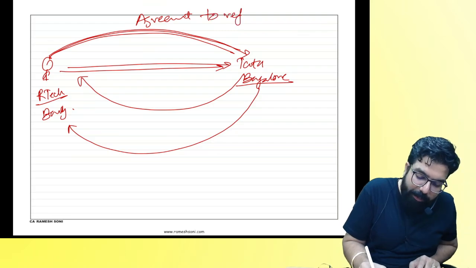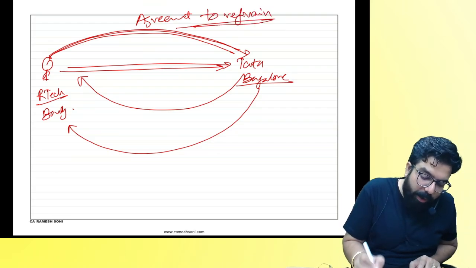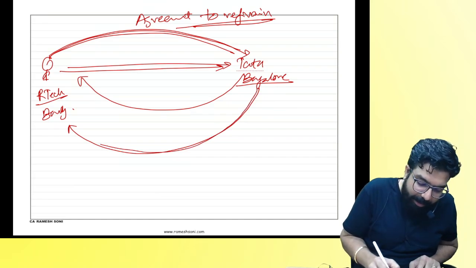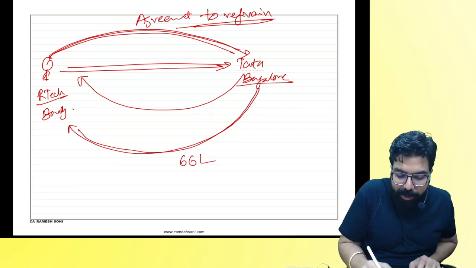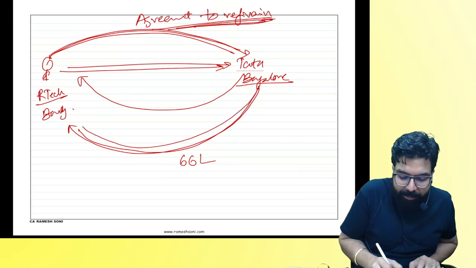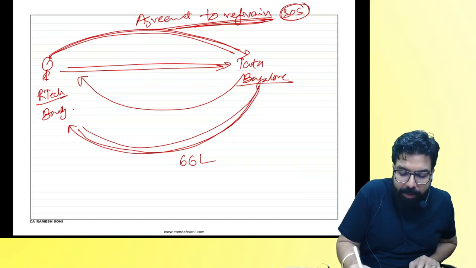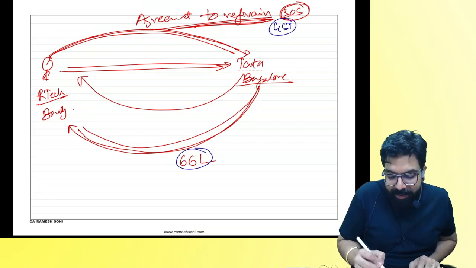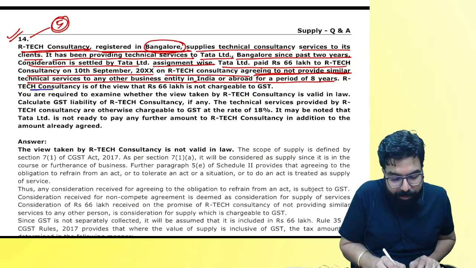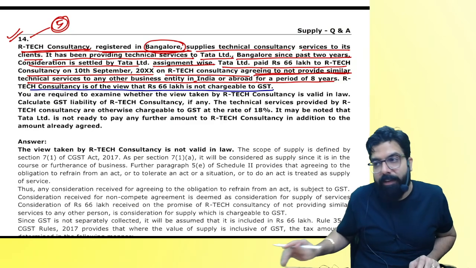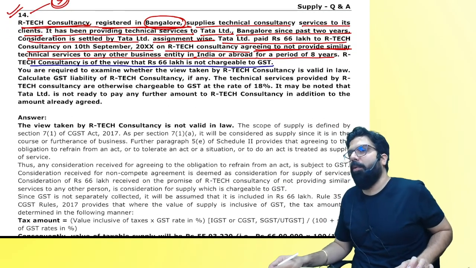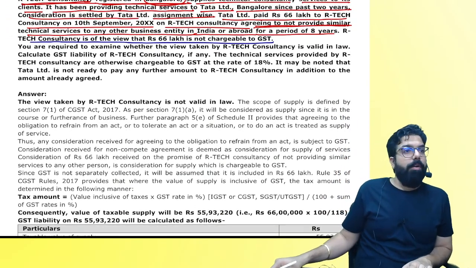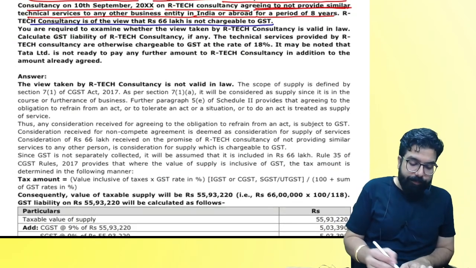I agreed to refrain. Do you guys agree with me? Did I agree to refrain? And did I get some amount? My question is, agreeing to refrain and receiving consideration, what is it? Supply of? Will GST come? Now my question is, 66 lakh is there. They are telling that the view is that GST is not chargeable. Is their view correct or wrong? Wrong. Will GST come? Yes.